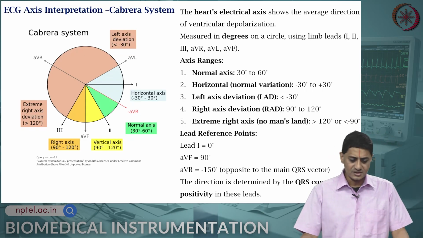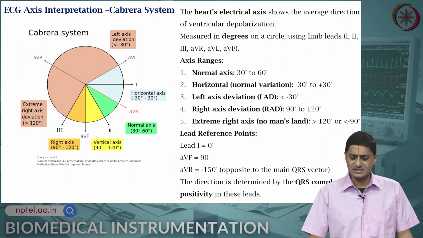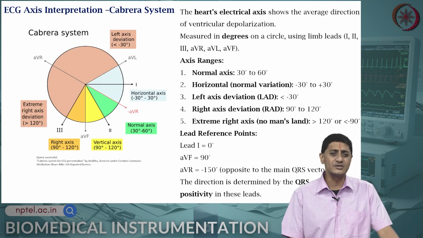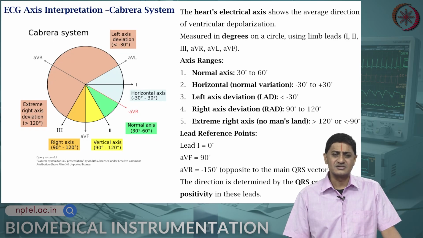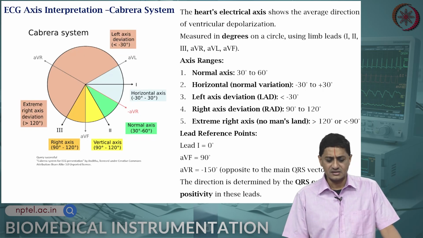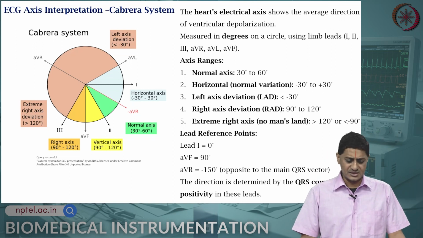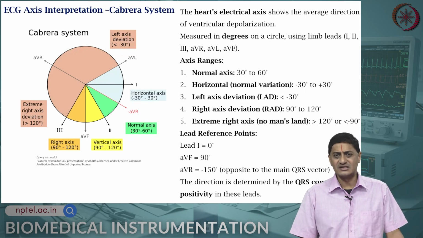So, the heart's electrical axis essentially shows the average direction of the ventricular depolarization, the direction in which the ventricles, especially in this case the left ventricle, depolarize. It is measured in degrees on a circle using limb leads 1, 2 and 3 and augmented leads AVR, AVL and AVF.